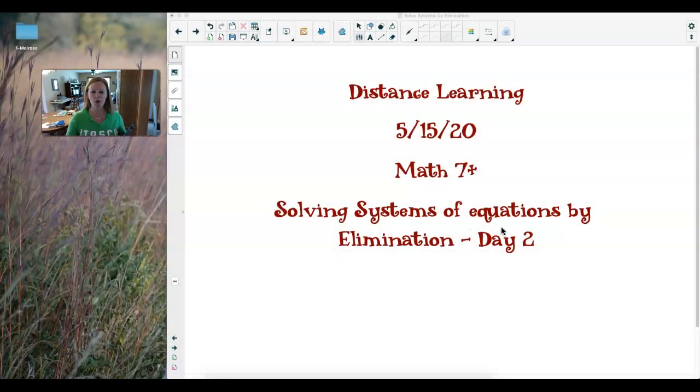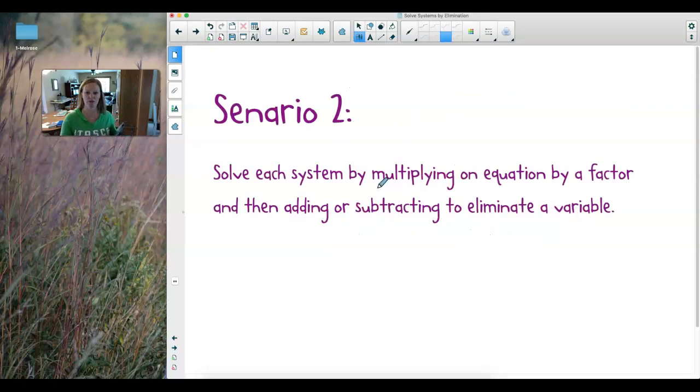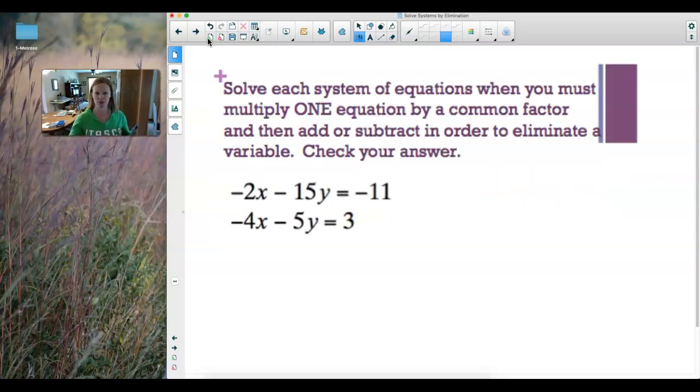So we're going to continue with systems of equations by elimination. Today, the elimination method is going to take one more step to be able to eliminate. So what we will need to do today, before we do anything else, is we're going to have to multiply an equation by something. Okay, so in order to eliminate, we're going to need to change it a little bit so that we can make those coefficients the same. Okay, so let's look at a couple examples here.